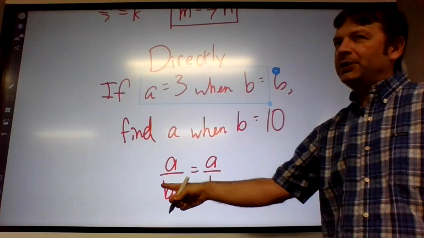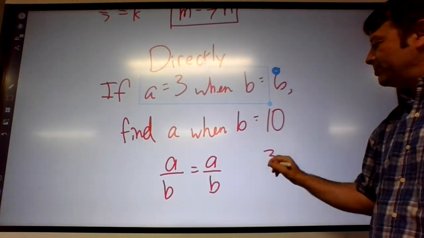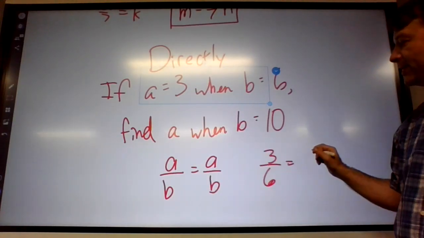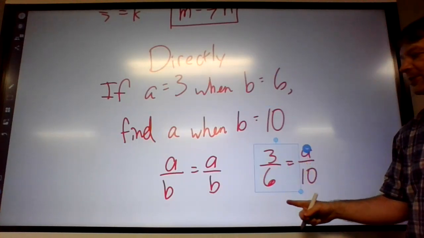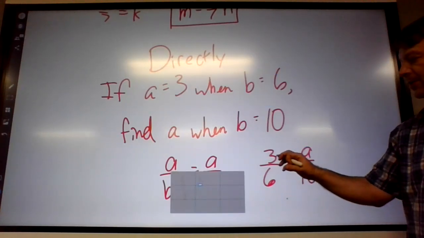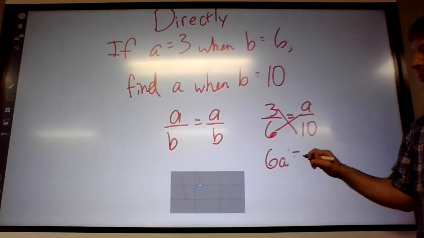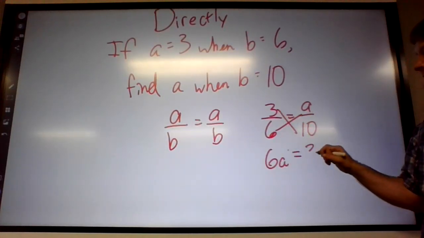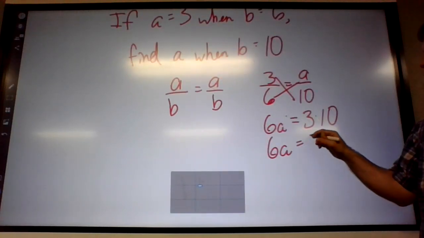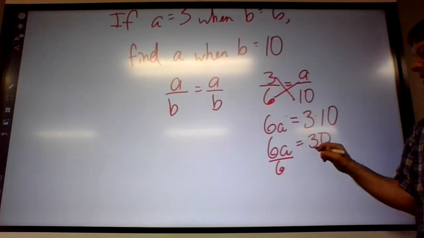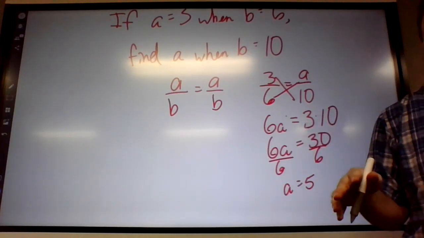You guys remember solving these? It's been a couple chapters. So if I plug in A is 3 when B is 6, find A when B is 10. How did we solve these back in the day? Cross multiply. 6 times A equals 3 times 10. 6A equals 30, so the A value would have to be 5. So basically it's a proportion problem.